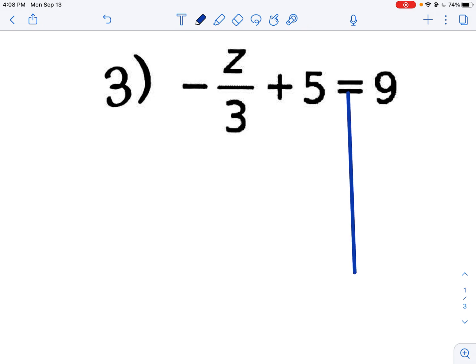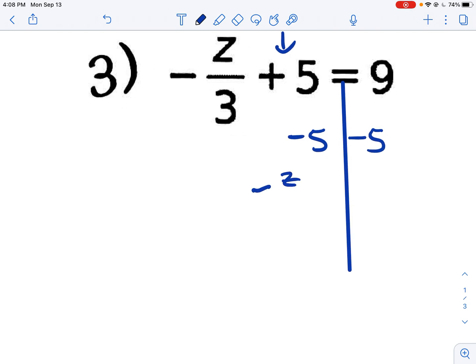So here again, I draw the line down. This is addition, so I want to get rid of that first. So I subtract 5 because 5 minus 5 gets 0. So we're trying to get the variable by itself. So negative z over 3 equals 4.